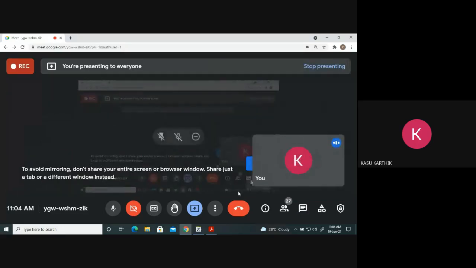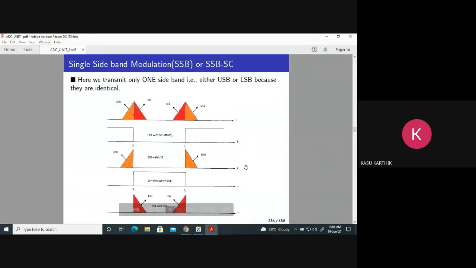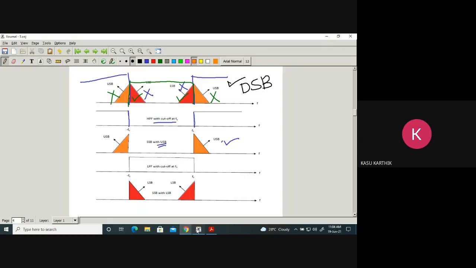What is the problem? Here I have taken a low pass filter and a high pass filter, which are ideal in nature. Ideal means they have sharp cutoff frequencies. They are sharp, you can see very clearly. I have taken sharp cutoff frequencies, but they are unrealizable because they are ideal in nature.